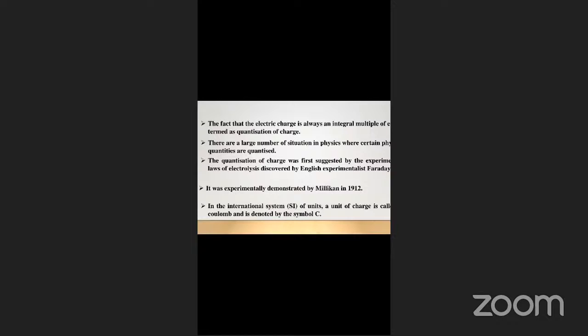Finally, in the international system, already you know the SI system, the system of international units, the unit of charge is called the coulomb and is denoted by the symbol C. Yesterday's class we discussed that the charge unit is the coulomb. This is the SI method, the system of international units. The unit of charge is called the coulomb, generally indicated by capital C. This is the quantization of charge.